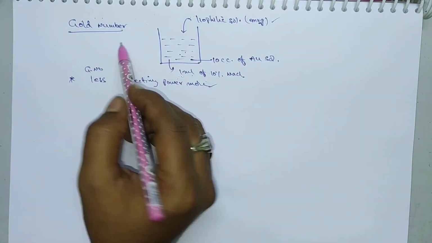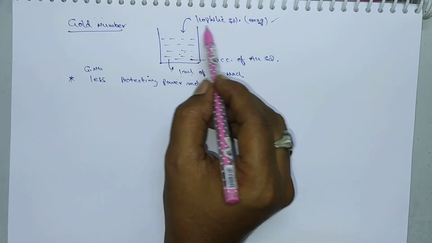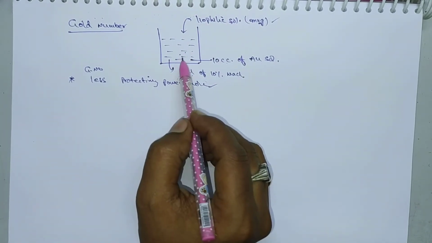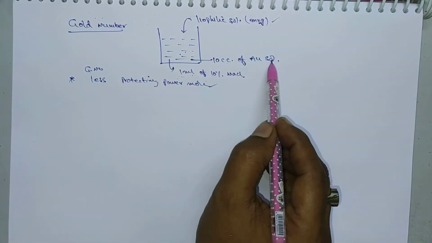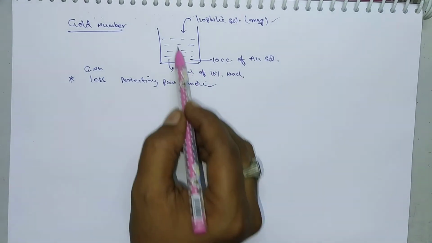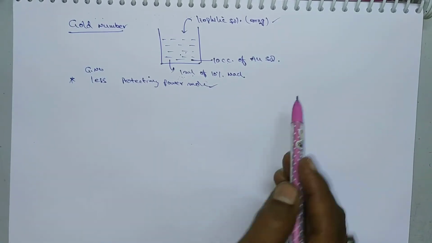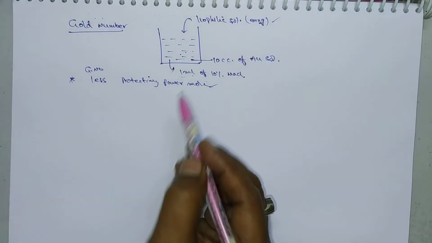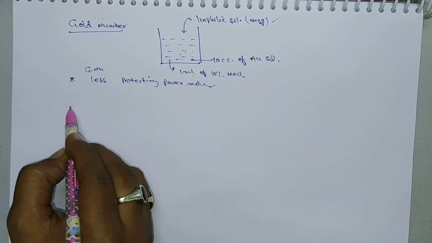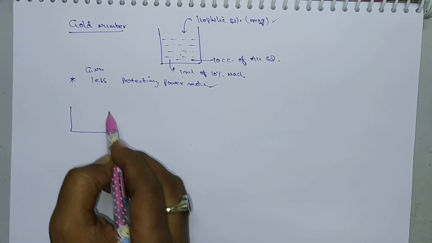So this is about gold number. Gold number means the weight in milligrams of a protective colloid which prevents the coagulation of 10 cc of gold solution when 1 ml of 10% sodium chloride electrolyte is present in it. So this is about gold number. Now let us come on to the next concept. Suppose let us consider a silver nitrate solution.